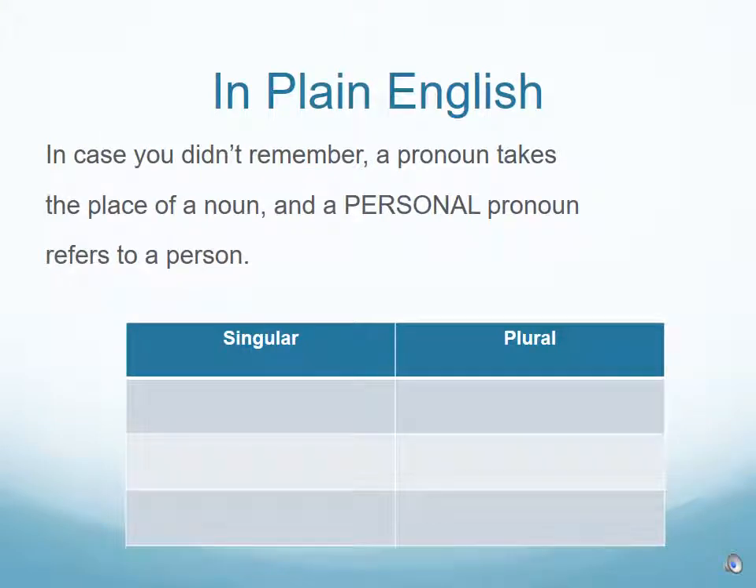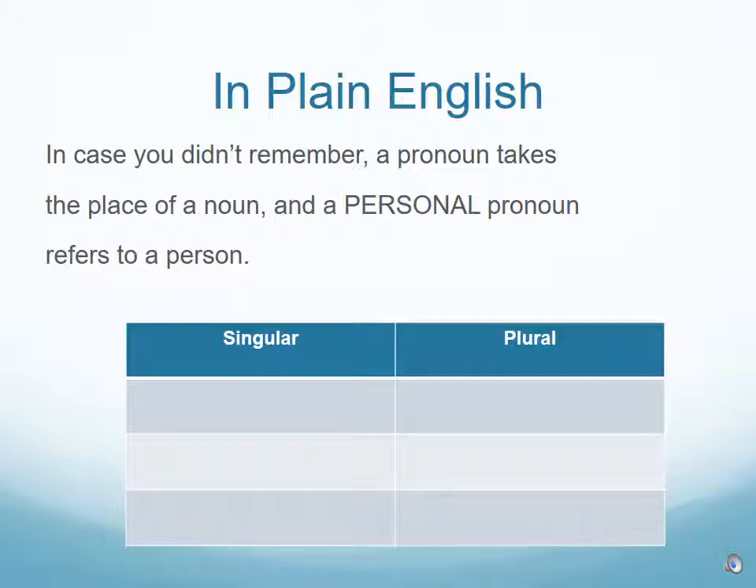Let's start off in plain English. In case you didn't remember, a pronoun takes the place of a noun. A noun is a person, place, or thing. A personal pronoun refers to a person. In English, we have both singular and plural pronouns.